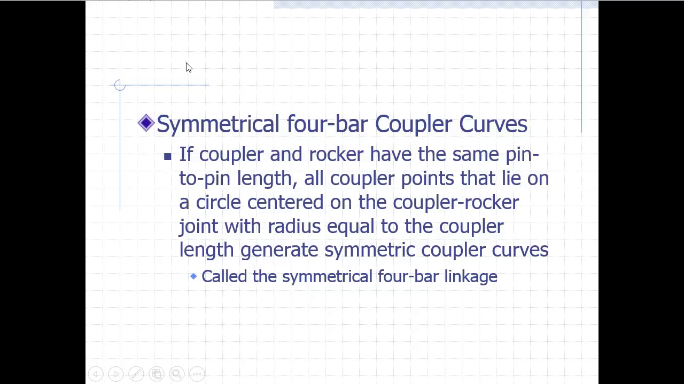Symmetrical 4-bar coupler curves. If the coupler and the rocker have the same pin-to-pin length, all coupler points that lie on a circle centered on the coupler rocker joint with radius equal to the coupler length will generate a symmetric coupler curve. These are called the symmetrical 4-bar linkages.